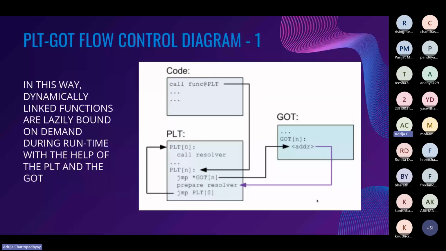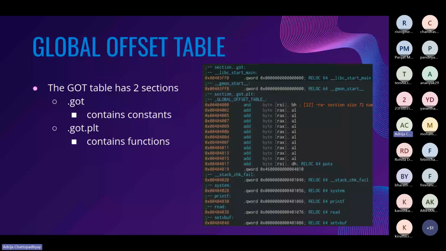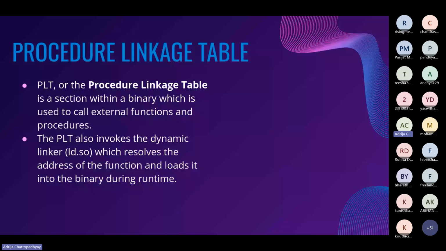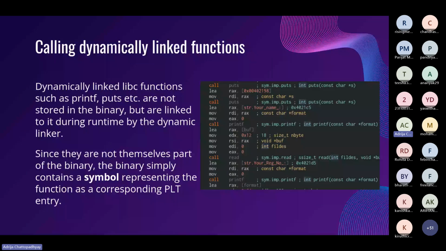Before showing the demonstration, I'll just go through the theory part here. It's whatever I said, just elaborated. The call invokes a dynamic linker, LD.SO, which resolves the address of the function and loads it into the binary during runtime. That's what I spoke about. It resolves the address of puts the first time it is invoked. Dynamically linked libc functions such as printf, puts, etc. are not stored in the binary but are linked to it during runtime by the dynamic linker. Since they are not themselves part of the binary, it simply contains a symbol representing the function's PLT entry. So the actual address is not resolved, you just have a symbol of it at PLT. That's how it is indicated.